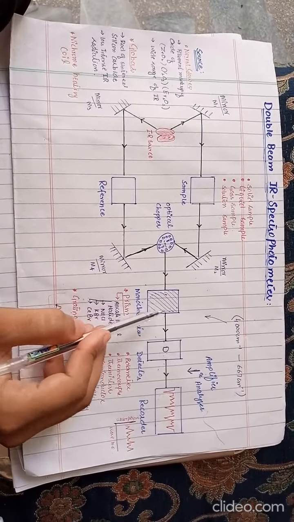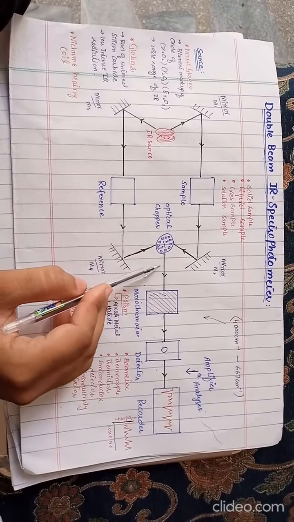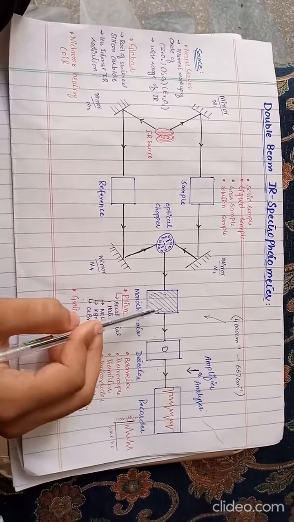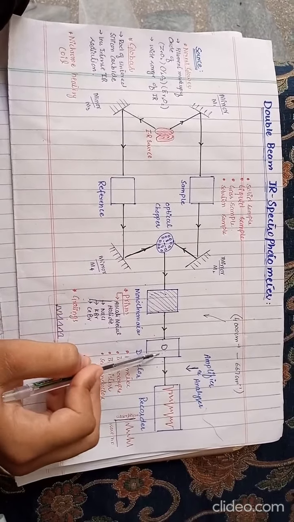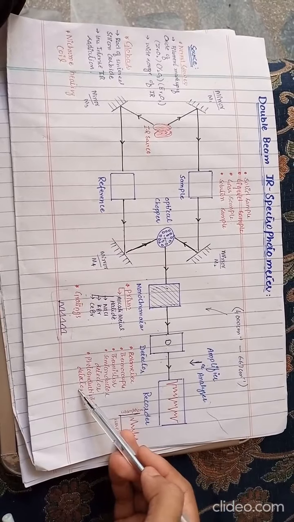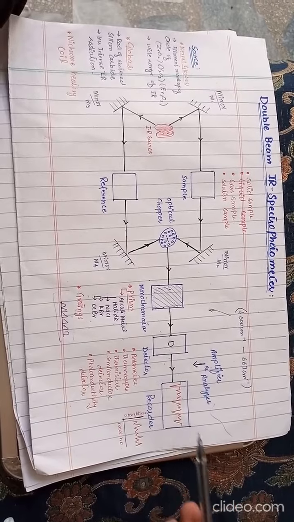The monochromator converts this polychromatic beam of light into a monochromatic beam. The monochromatic beam is detected by the detector and then converted and transferred to the recorder.